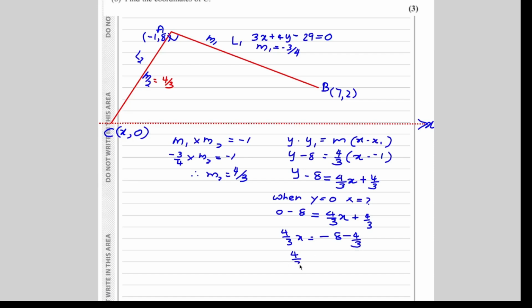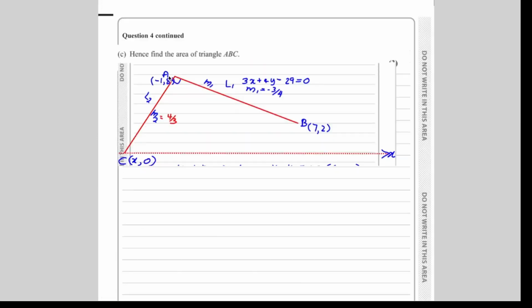Therefore, 4 over 3x equals, here 3 into 8, it is 24, 28 minus 24, 28 over 3, 3 cancel out, x equals minus 7. So we are getting the C coordinate 0, comma minus 7. Let's move on to part C. Hence find the area of triangle ABC.